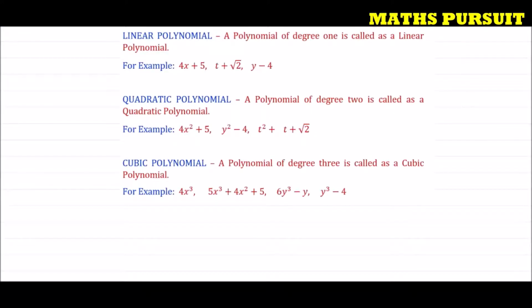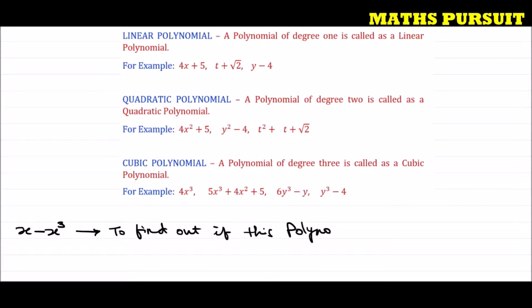Question has given us this polynomial x minus x to the power 3, and the question is asking us to classify this polynomial, to find out if this polynomial is linear or quadratic or cubic. So we need to identify whether the given polynomial is a linear polynomial, quadratic polynomial or cubic polynomial.